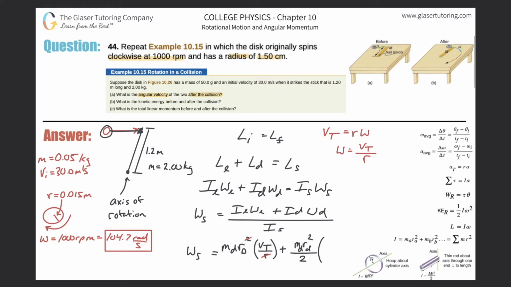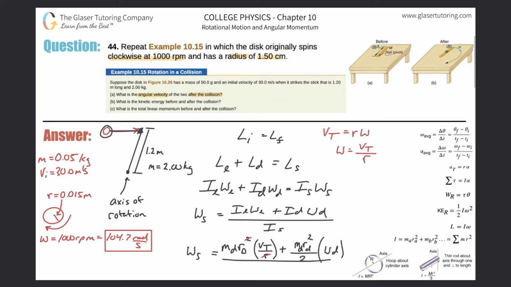And then that's going to be multiplied by the angular velocity of the disk. And they told that to us in the problem, right? It's 104.7 radians per second. So you can plug that number in here if you wanted. You can do the actual conversion, but actually I'm just going to leave it as omega of the disk for now, okay? And then that all divided by now the moment of inertia of the system.